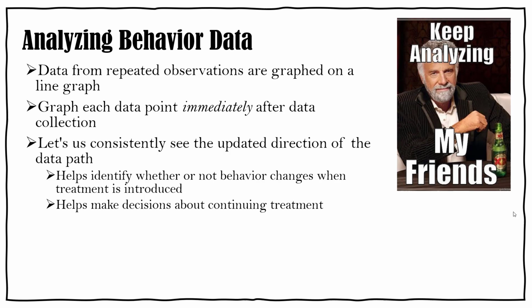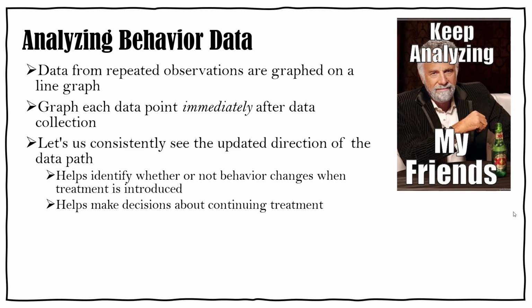Graphing immediately and having an updated graph allows us to consistently see the direction of the data path, which allows us to very quickly identify whether or not the behavior changes when the treatment is introduced. It also helps us make decisions about continuing treatment. If we're graphing consistently and we can see that our data path is not going in the way that we want it to, for example we're implementing a treatment and our behavior is continuing to increase and it shouldn't be, then that allows us to immediately see that trend and change or alter something with our intervention.